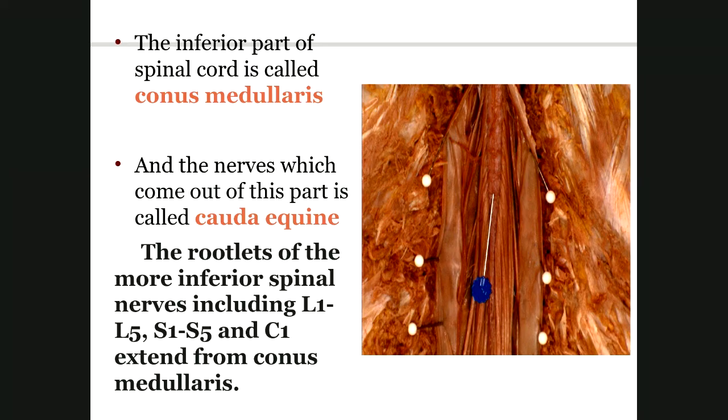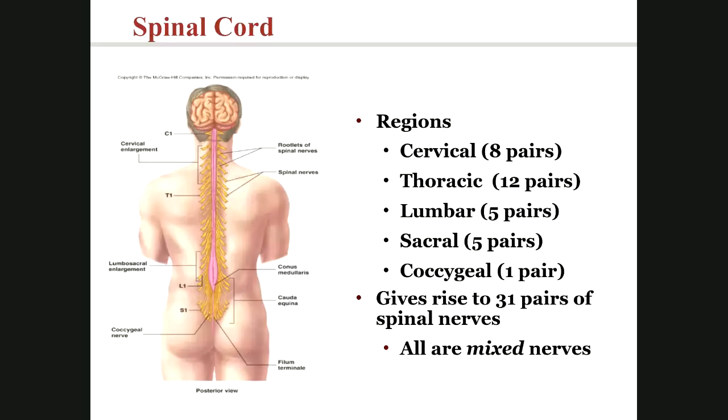I want to go back to this previous slide. Look at this picture. If you look at this picture, you see that the last part of our spine becomes pointed and a little tapered. This tapered part of a spinal cord is called conus medullaris. So the tapered part of a spinal cord at the end is called conus medullaris. And you can see that it ends at the level of lumbar vertebrae number 1.